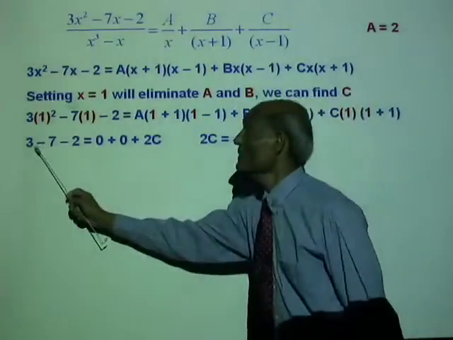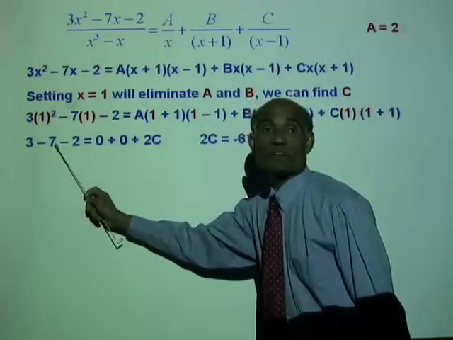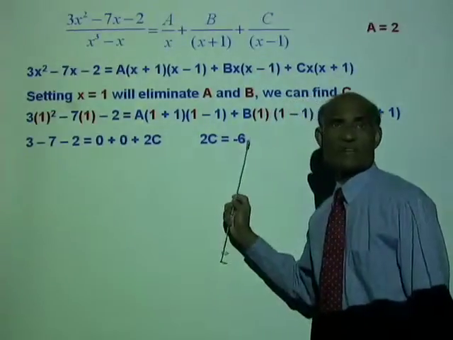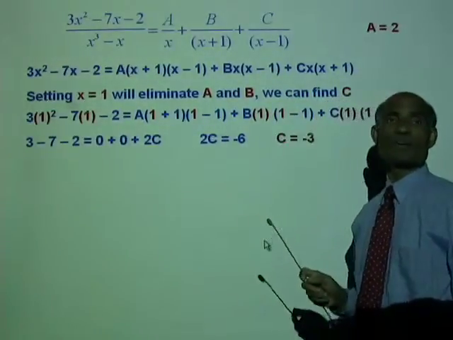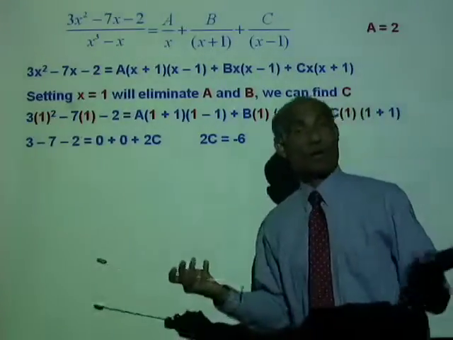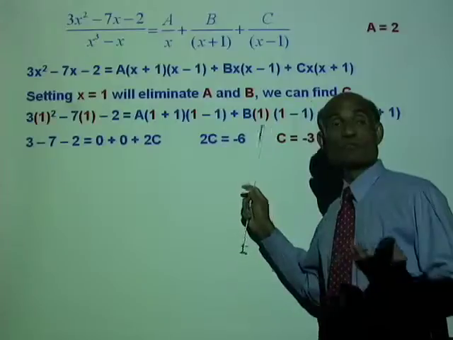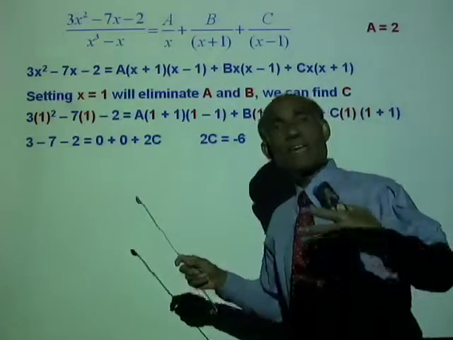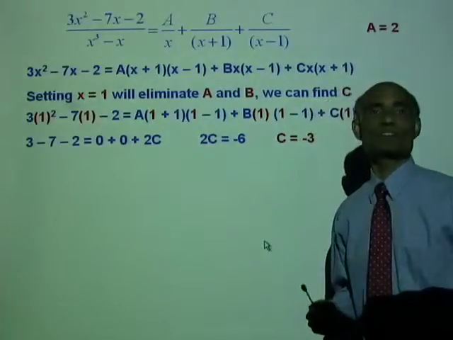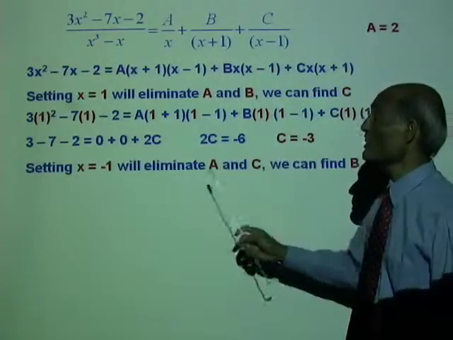And that gives you negative, this is negative 6, is that right? Negative 9 plus 3 is negative 6 equal to 2C, or C equal to negative 3. Well, once you have the values of two constants, then any x value will be alright because you know the values of two constants and we find the third one.